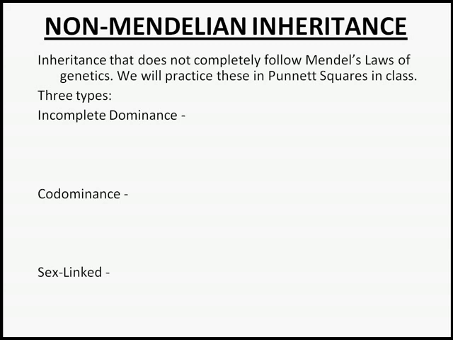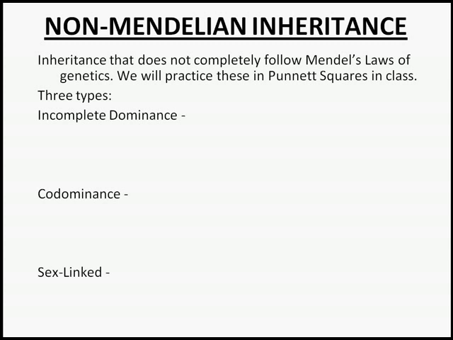Codominance would apply to something like the colors of Mendel's pea plants, say the purple flower versus the white flower. Codominance would suggest that a white plant crossed with a purple plant would create offspring that were both purple and white. That's what codominance is. It's seeing both at the same time.